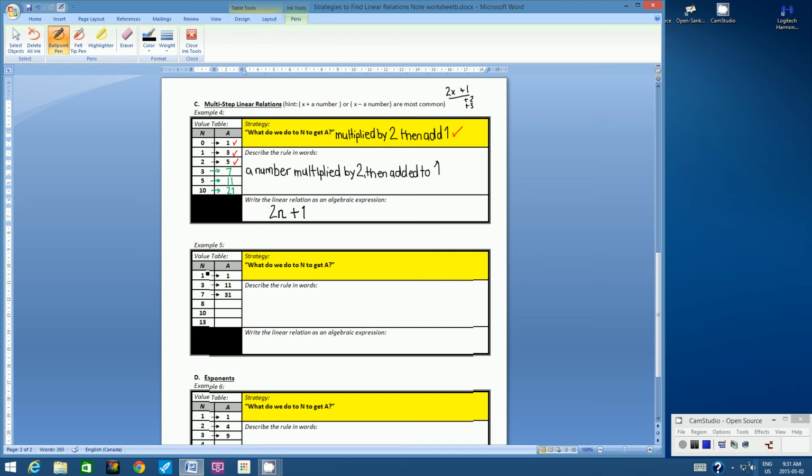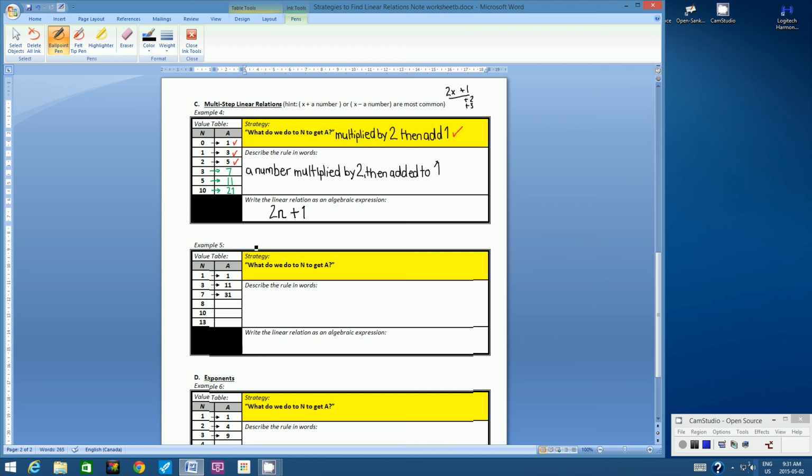So we have a value of 1, and then we end up with 1. So again, this is always very tricky. So how about this? We have a value of 3, and we have 11. And then we have a value of 7 that ends up as 31. Okay, so you know that this is going to be a multi-step. So you're not just thinking about multiplication. You're thinking about multiplication and addition, and multiplication and subtraction.